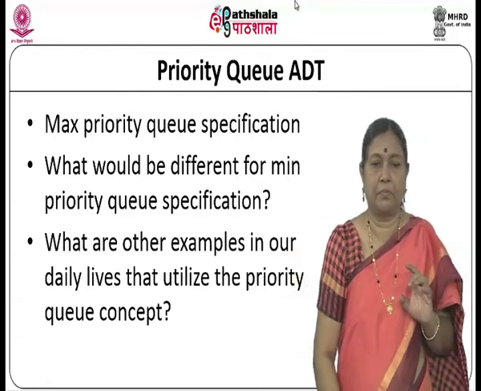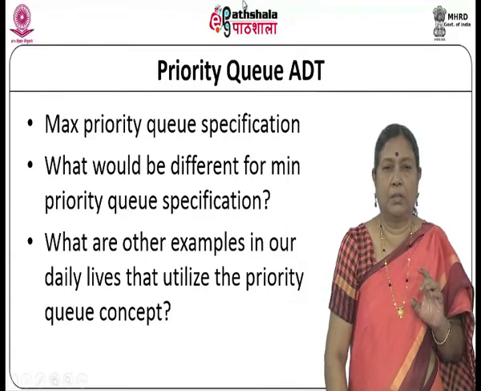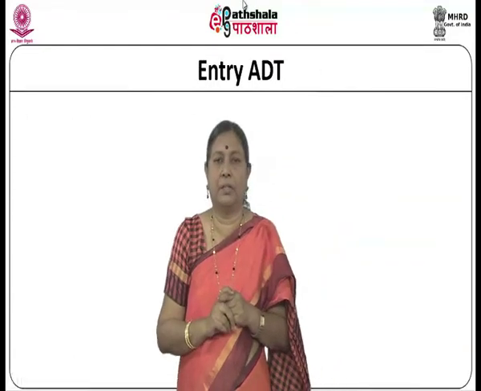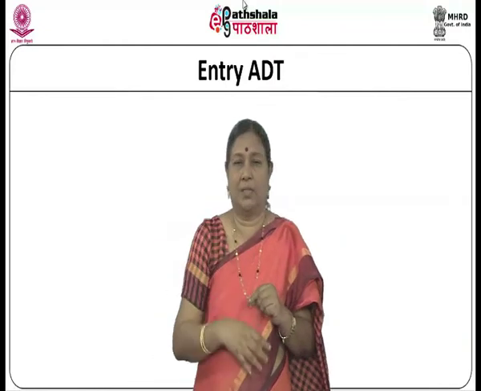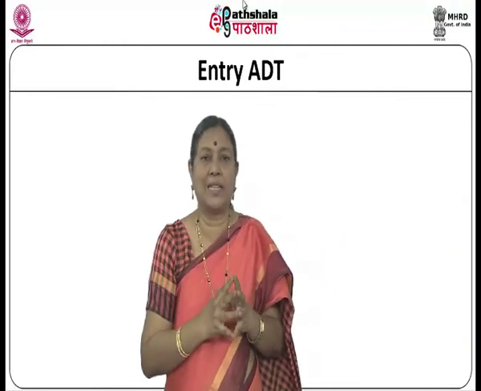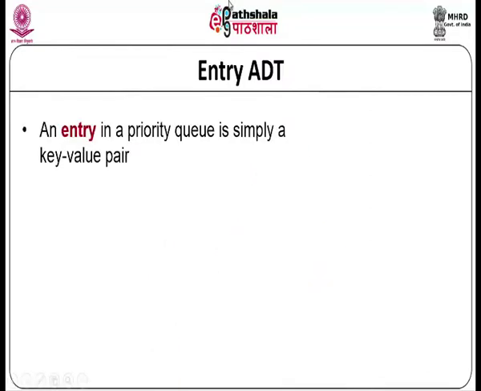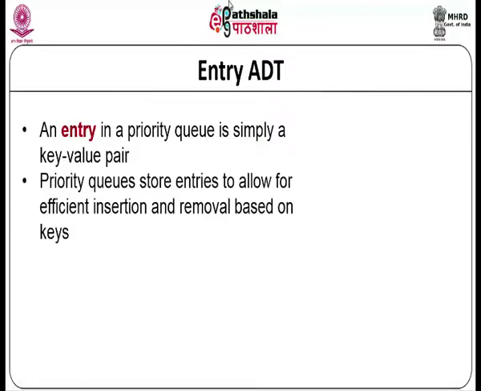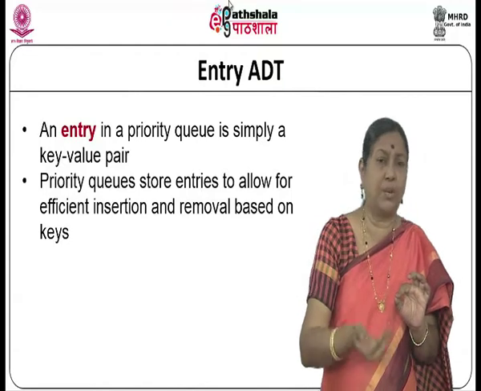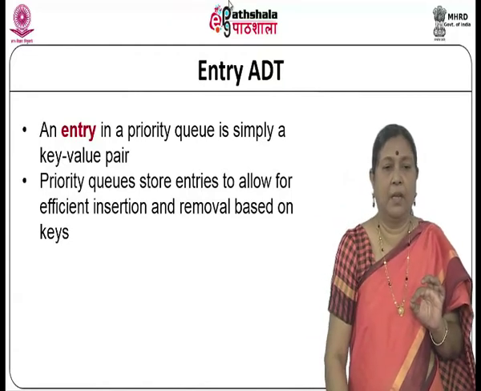Now, there is a new definition which we are using here. It is not necessary you should define it like that, which is called the entry ADT. Entries in a priority queue are simply key value pairs. We said that each is associated with a key and a value. So, a priority queue stores entries to allow for efficient insertion and removal based on the keys.